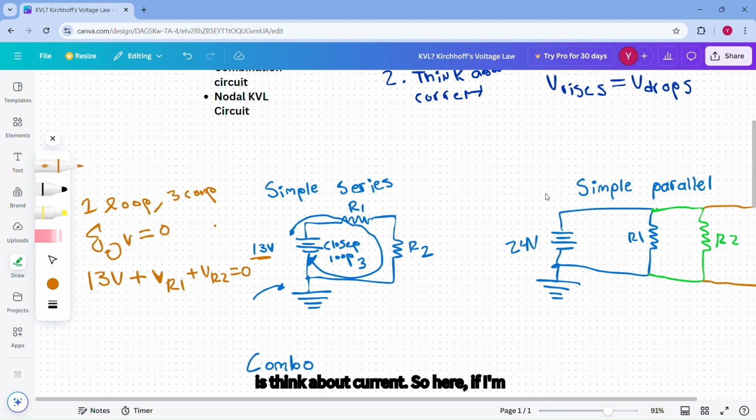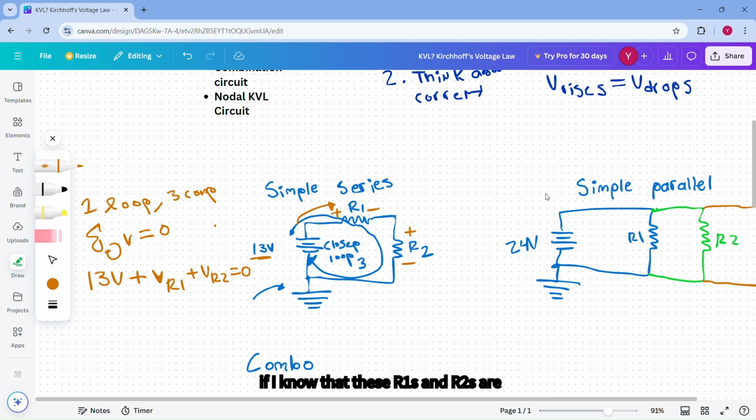Step two is think about current. So here, if I'm thinking about my one voltage source, I know the direction that the current's going in. It's going to be going in this clockwise fashion, okay? And that means if it's going in this clockwise fashion, I will drop across R1, and I'm going to be dropping across R2 in terms of voltage as well. Okay, so I've made my first equation just based off what I had for my loop, and now I'm going to slightly modify it based off of what I've had after thinking about my current.